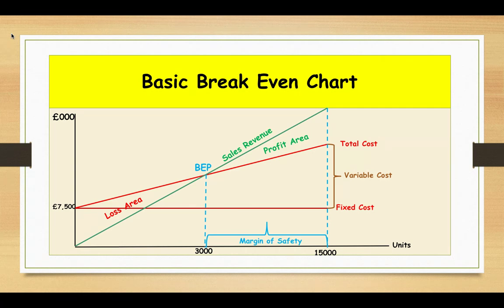So that is £2.50. So if we know the contribution per unit, we can calculate the total contribution at 15,000 units, which is 15,000 units times £2.50, that is £37,500. So the total contribution is £37,500.